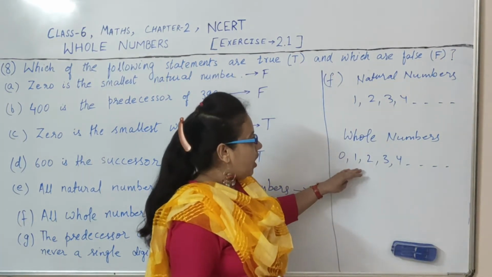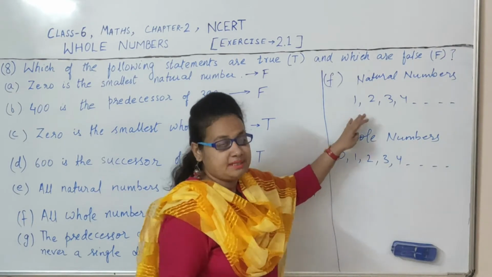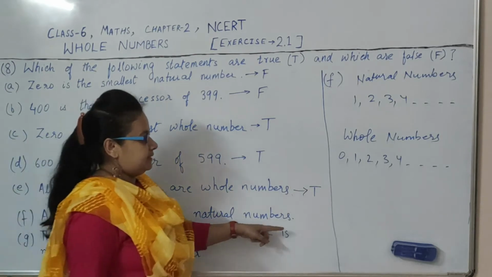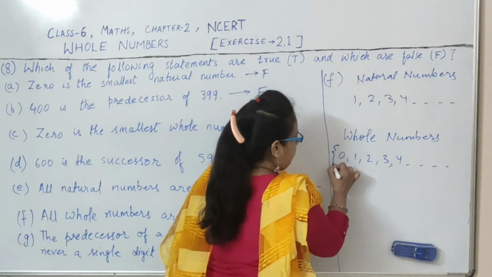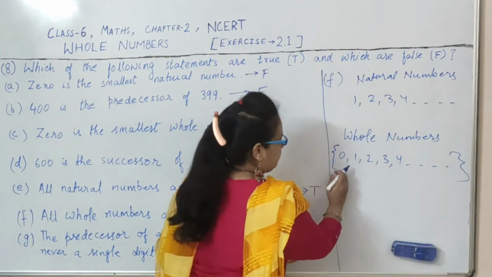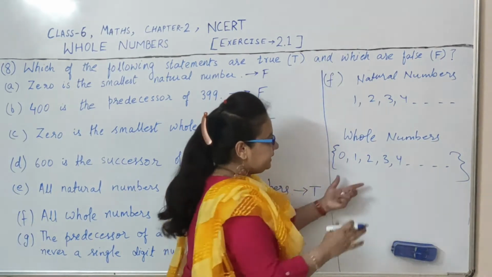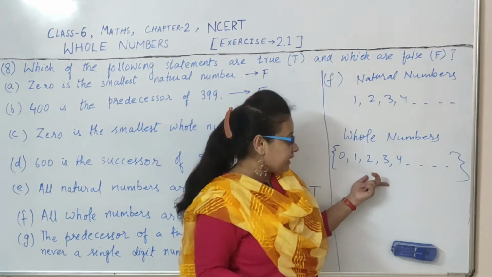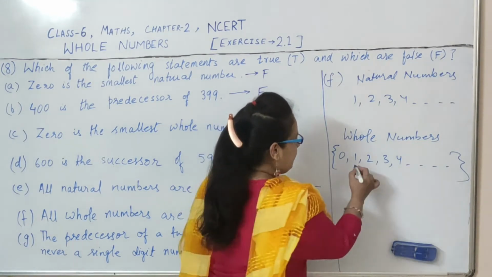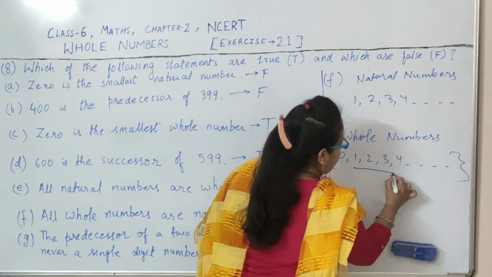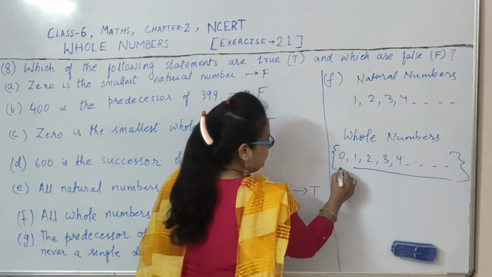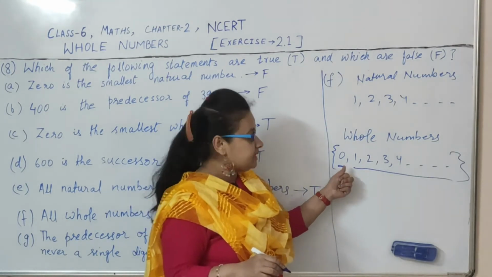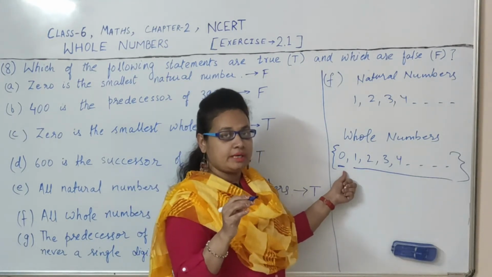But are all whole numbers natural numbers? The question is, all whole numbers are natural numbers. See, all these are whole numbers. Are all these numbers also natural numbers? No. See, these starting with 1 are all natural numbers. But 0 is not a natural number, but 0 is a whole number. It means all whole numbers are not natural numbers.